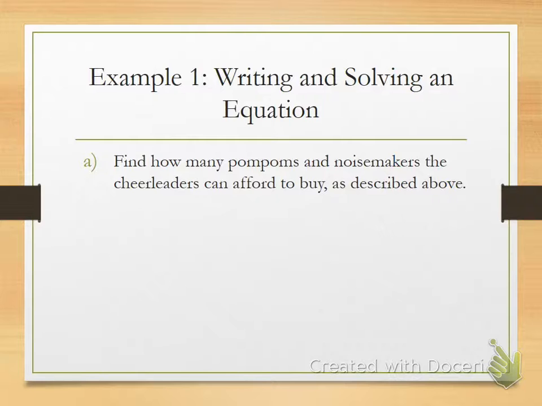I want to read an example at the top of that page. Your school's basketball team is playing in the championship game. For the game, the cheerleaders want to buy a banner that costs $47. They also want to buy small items to give the students. Pom-poms are $5.20. Noisemakers are 80 cents. The cheerleaders have a total budget of $377 for the game. Okay, so they buy an equal number of pom-poms and noisemakers. How many can they afford to buy?